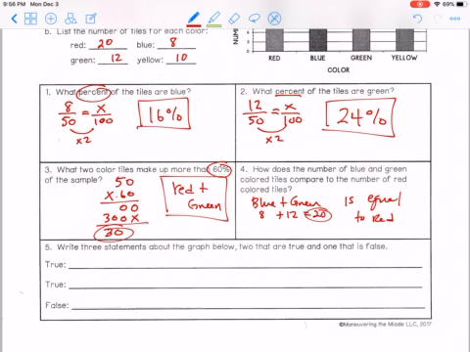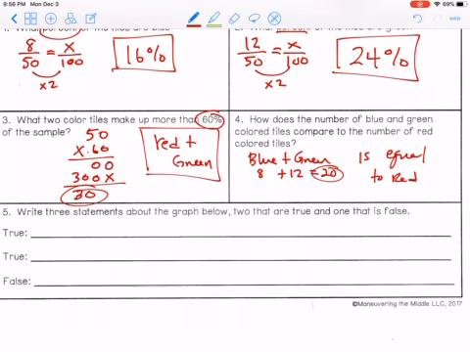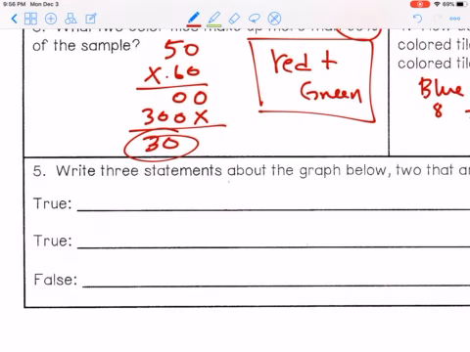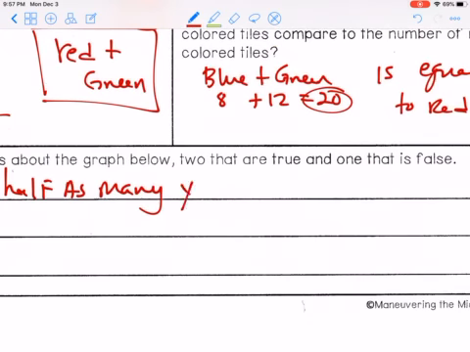Now remember that this is a video, so you could pause it and make sure you go back and get what you need. Number 5 says, write 3 statements about the graph below, 2 that are true and 1 that is false. So one thing that I could write that's true about the graphs is there are half as many yellow as red.